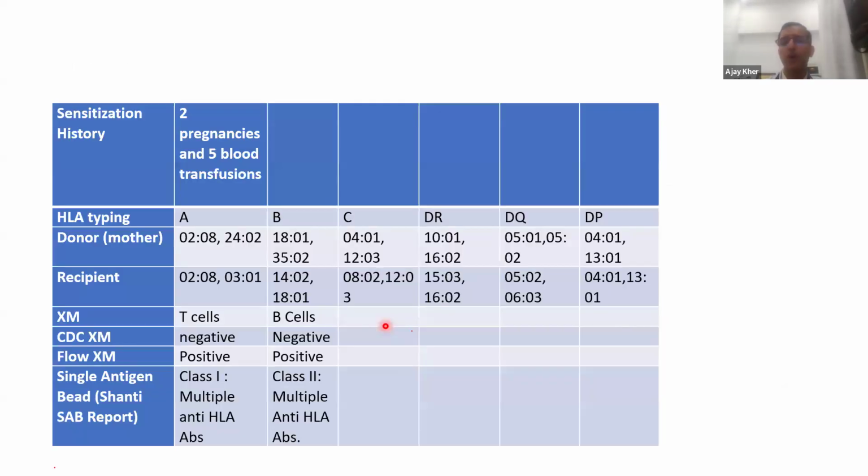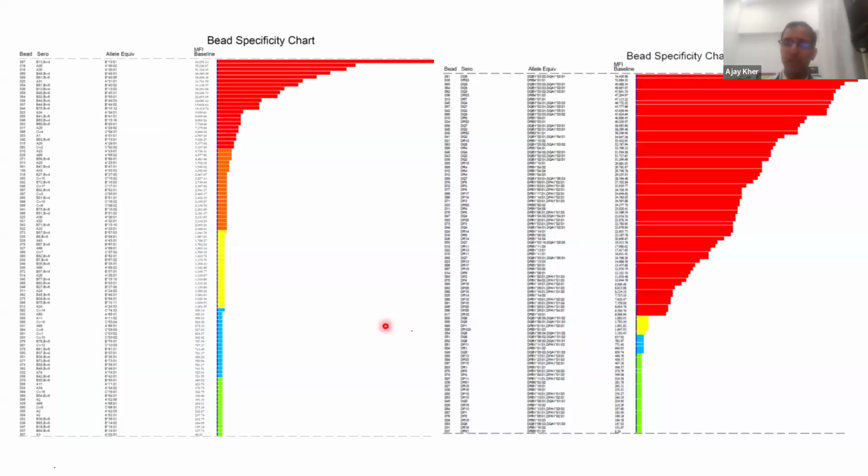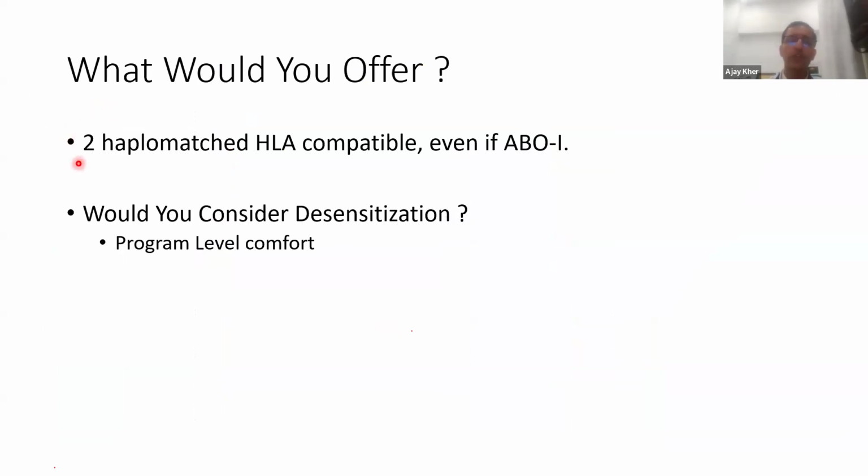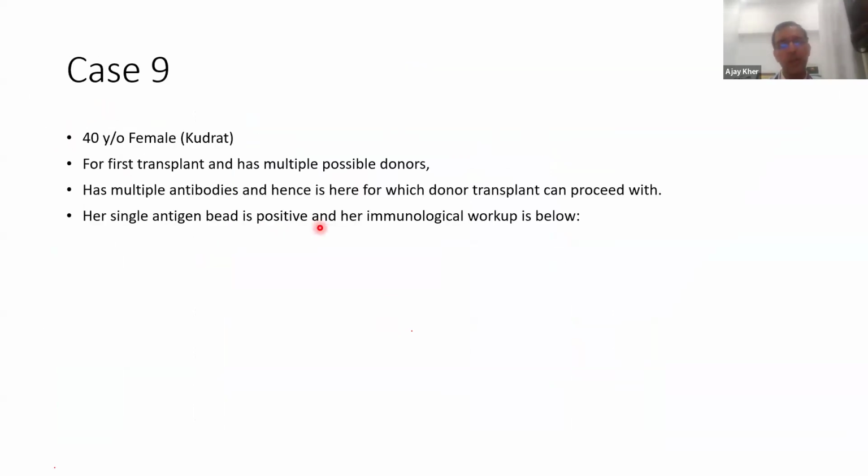In my mind, the best thing we can offer her is a sibling. And so you would want them to do HLA typing of their sibling before doing any other workup, and without blood group compatibility being a factor. And what I would offer is to do all their siblings and consider a 2 haplo match HLA compatible, even if ABO incompatible. And would you consider desensitization? As I discussed, look at the program level and your heartache, and based on that, you can take a final call. So 40-year-old female here for a first transplant, multiple possible donors, but has multiple antibodies.